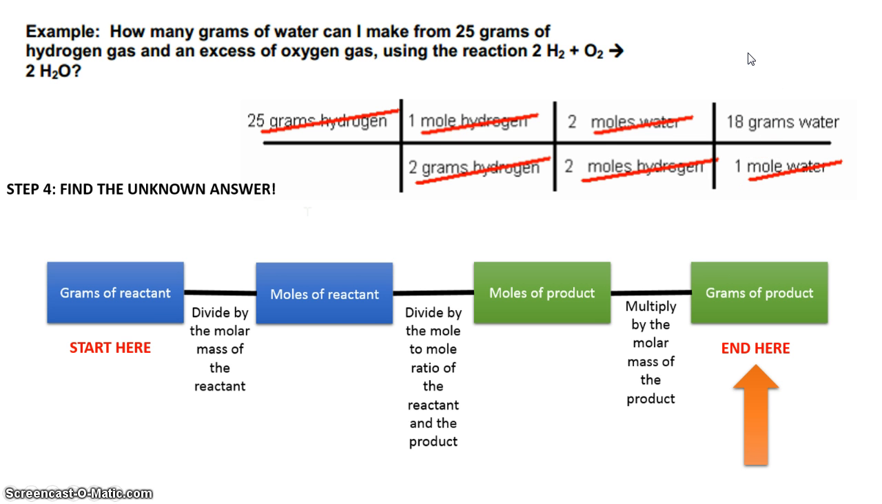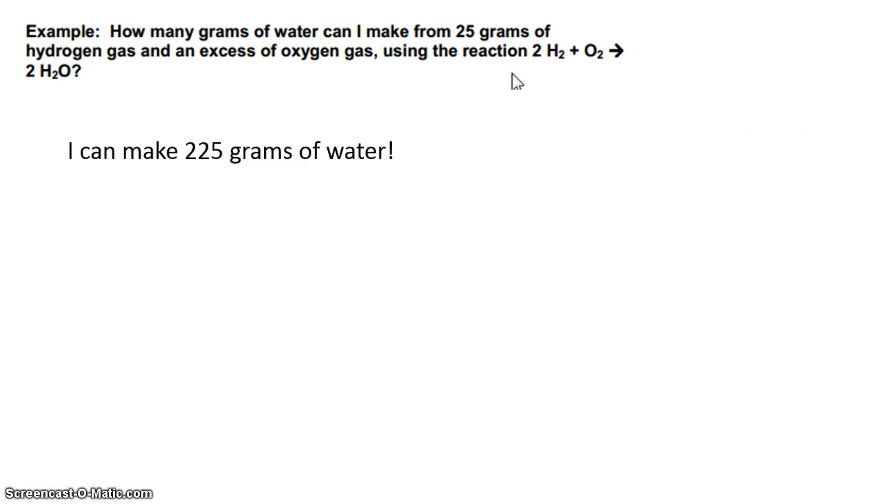And to finally finish the problem, we're going to multiply all of these numbers up top, which is 25 times 1 times 2 times 18, which gives you 900 grams of water, divided by 2 times 2, or 4. And when you do that, that gives you 225 grams of water. So we finally answered this question. How many grams of water can I make from just 25 grams of hydrogen gas and an excess of oxygen gas? I can make 225 grams of water.